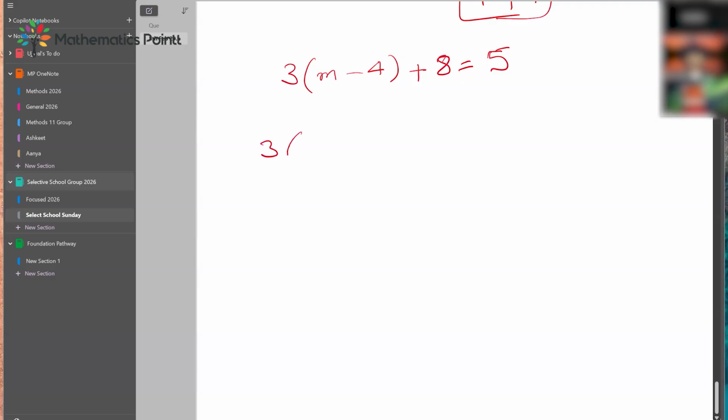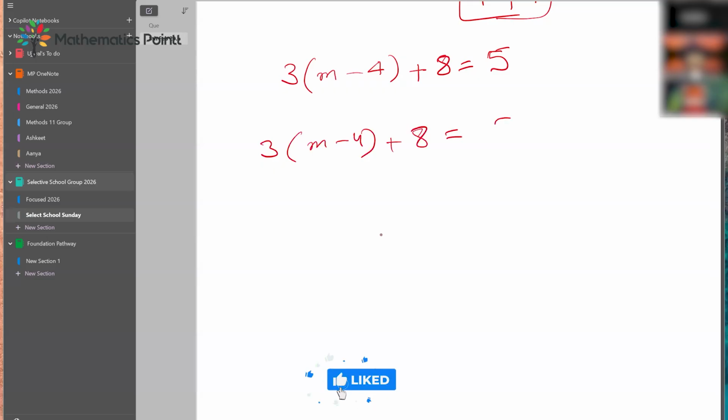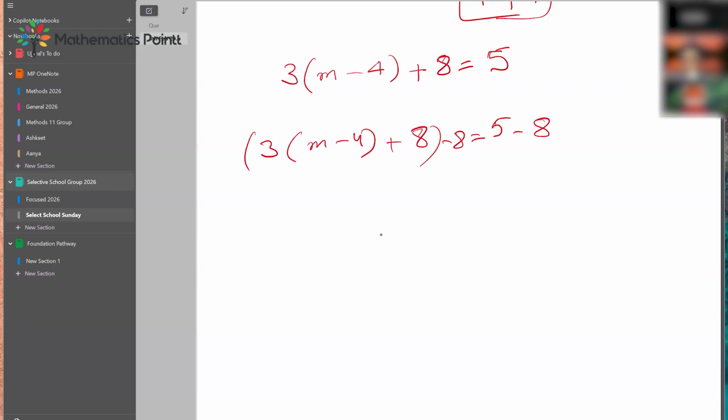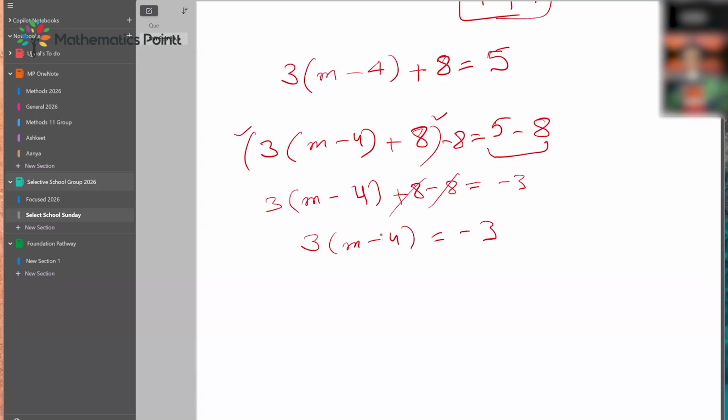So I will say 3 times (m minus 4) plus 8 equals 5. And I say probably get rid of the 8. So when you open the brackets up, the outer bracket, this is negative 3. 8, 8 gone. So what you're left with is 3 times (m minus 4) equals negative 3. Now at this point, I can go in two different directions. All techniques are right. It is just what you are comfy with. I can get rid of this 3, or I can choose to open the bracket.